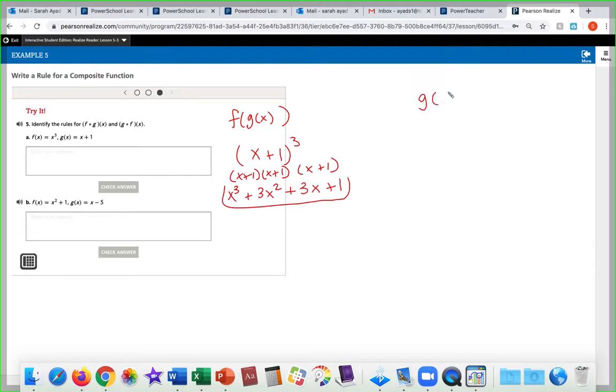For g of f of x, this time I'm taking the function g, something plus 1. Instead of x, I'm plugging in x cubed. Well, that can't really be simplified, so therefore I just get x cubed plus 1.